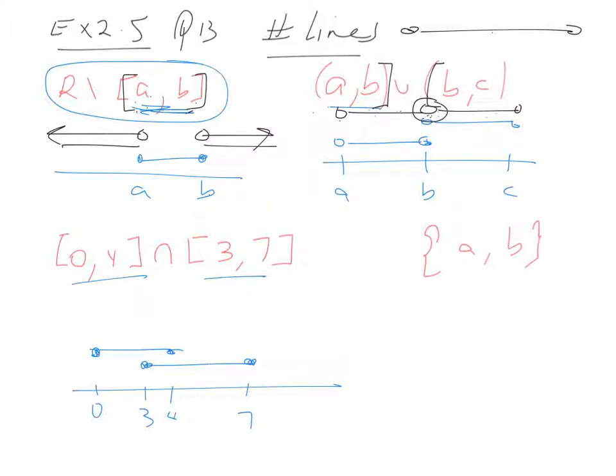Now we're looking for the overlap. We're looking for the intersection. And that is this here, between that and that, which goes from 3 to 4. Sometimes you may be asked to write them, sometimes you may not be.